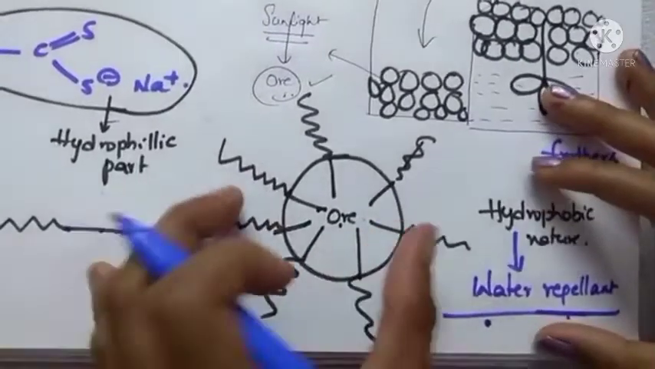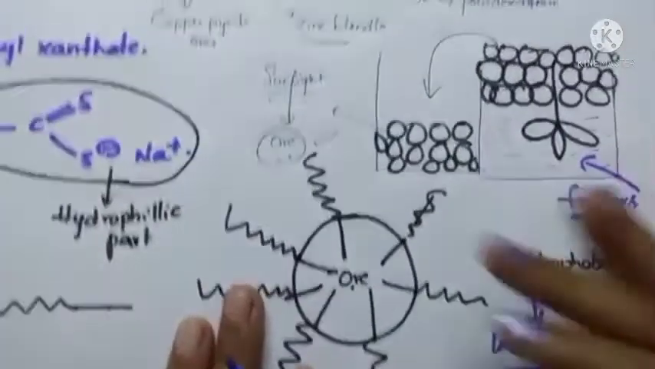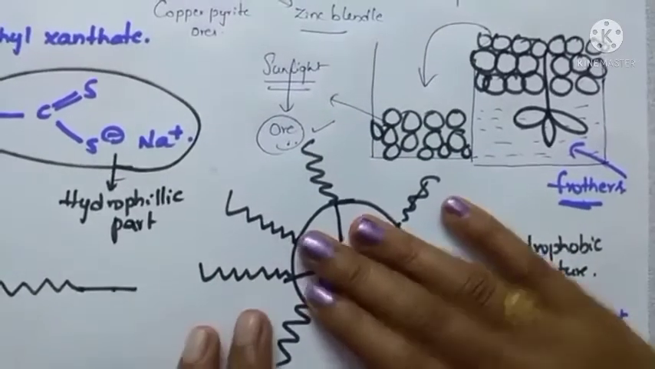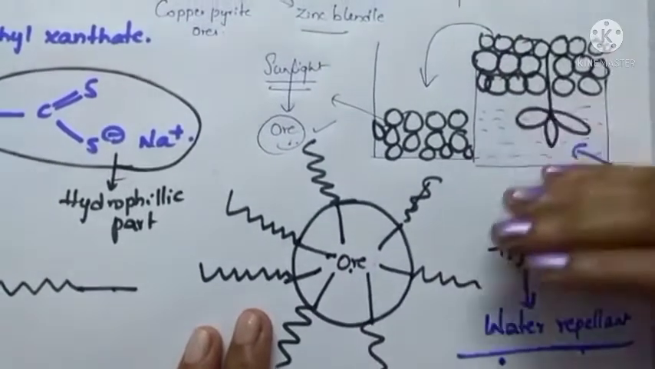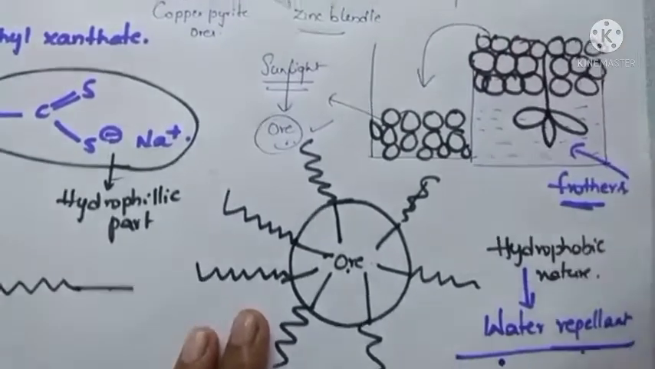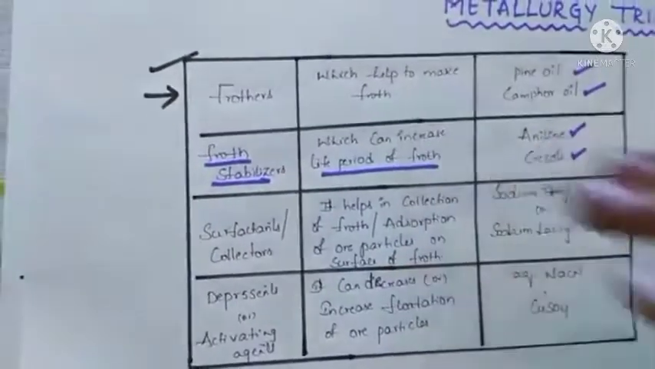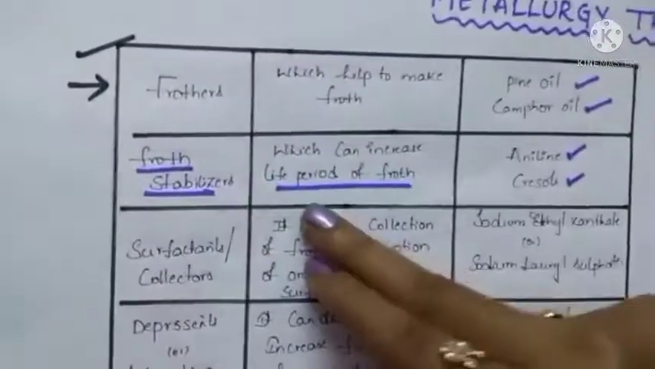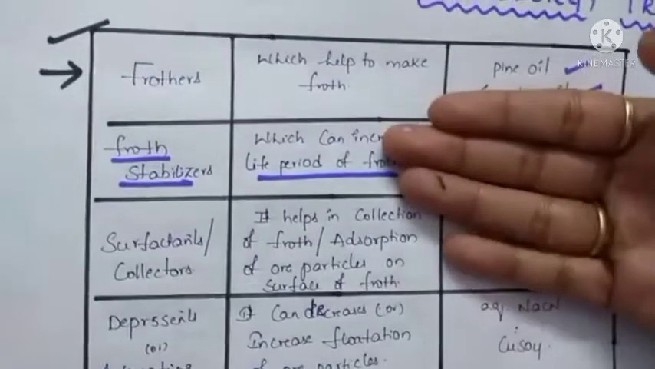So this particle now is not soluble in water. Whenever it is not soluble in the water, it tries to move away from the water and it mixes with the foam and it floats on the surface. Understood? First what we discussed? Froth. Froth makes the foam. Froth stabilizers increase the life period of the foam.